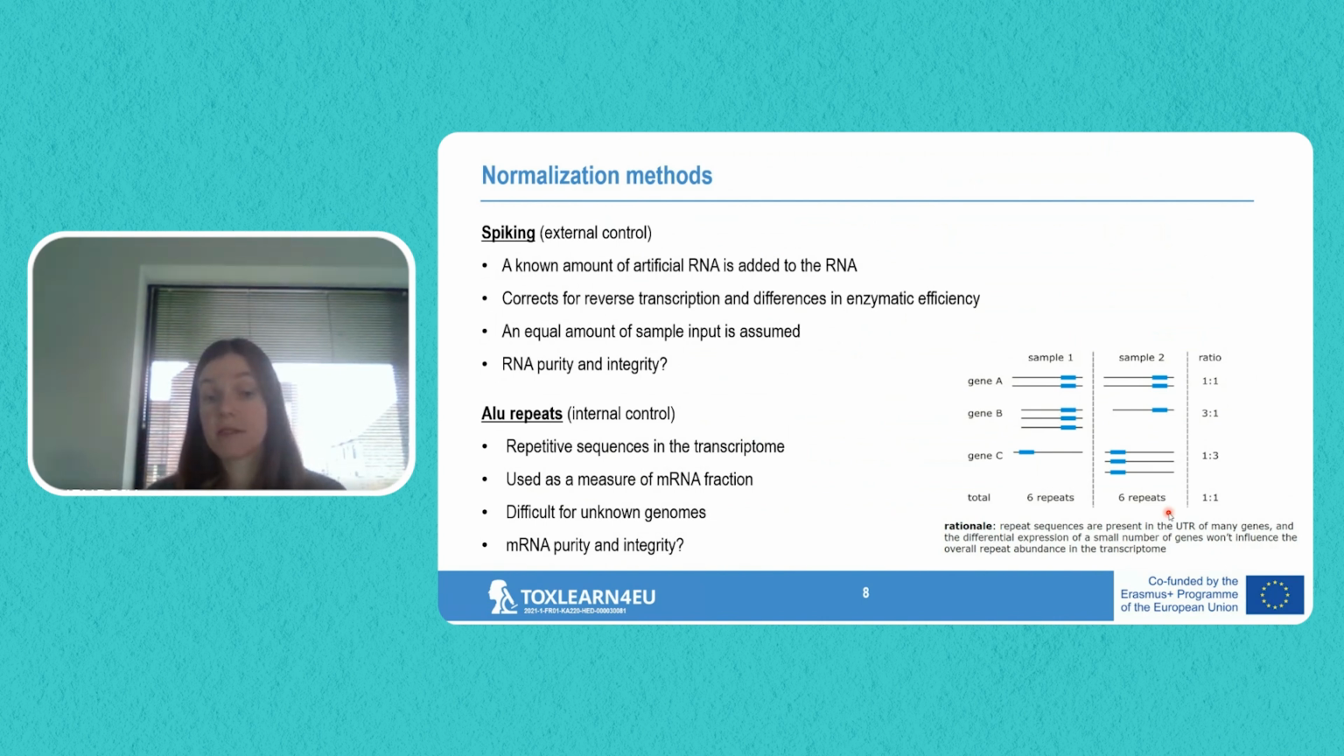However, this method is difficult to use for unknown genomes. Because in that case, maybe not much is known about the presence of these Alu repeats. And also, this does not take into account the purity and integrity of the obtained RNA. So also these methods, both using an external and this Alu repeat internal control, are not ideal.